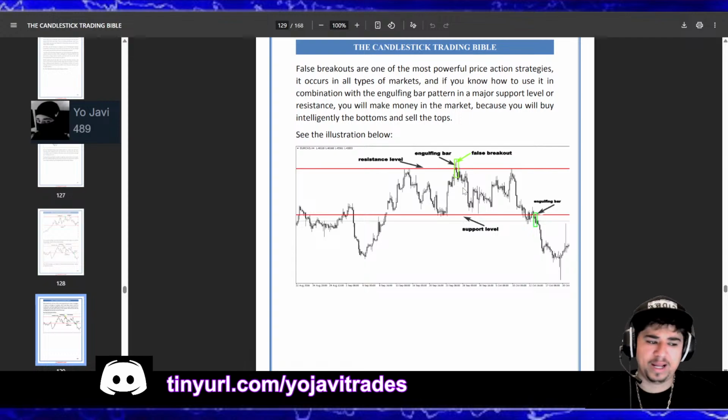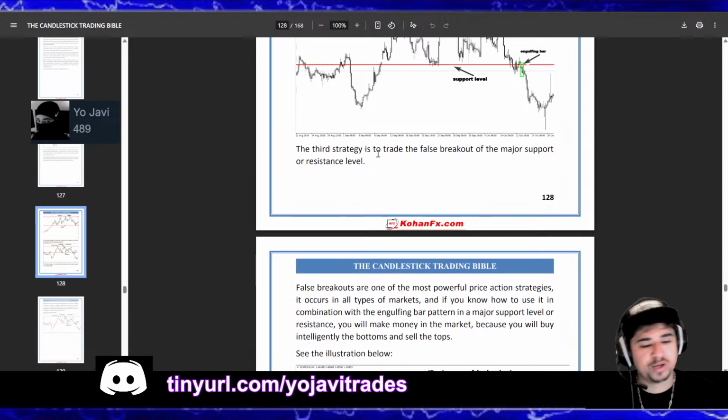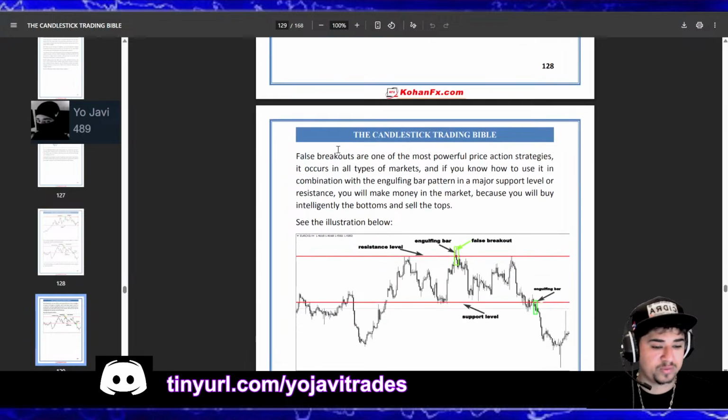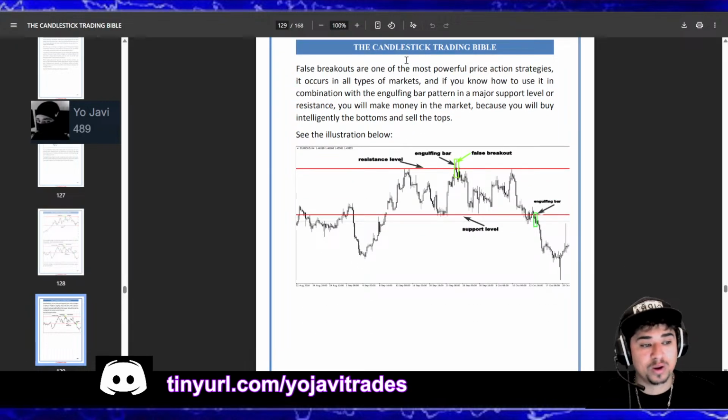I'm just making sure I didn't miss anything. So the third strategy is to trade the false breakout of the major support or resistance level. Don't worry about the order. Just know that those are the 3 ways so far. So false breakouts are one of the most powerful price action strategies. A false breakout is also what I call a liquidity grab.